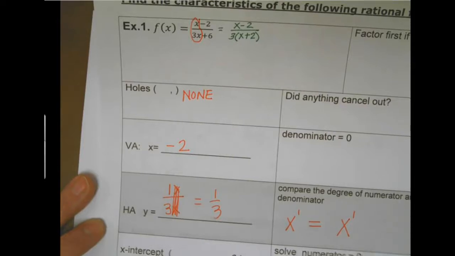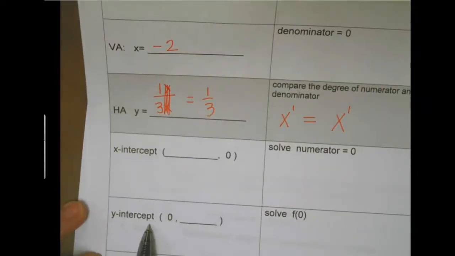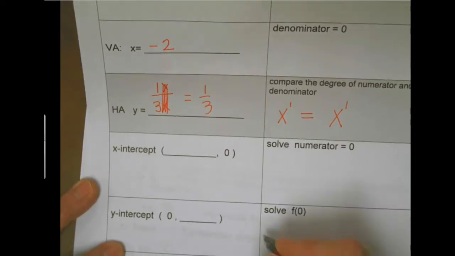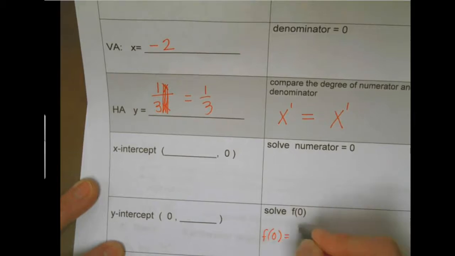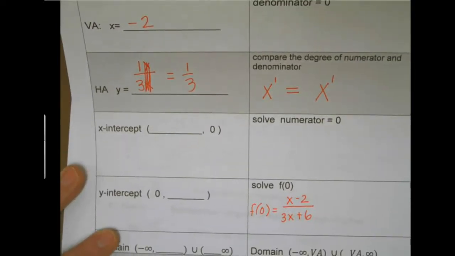Okay, we did the x-intercept. We did that yesterday. Today we have to do the y-intercept. This says solve f of 0. What does f of 0 mean? In place of x, put 0. It doesn't matter whether you use the factored form or the form before you factored. It is usually a little bit easier if you use the original equation before you factored and canceled anything out. Doesn't matter. You can use either one.